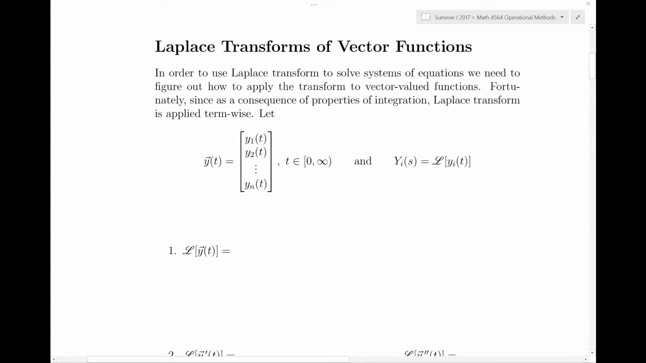Today we're talking about Laplace transforms of vector functions and how to solve systems of linear ODEs using the Laplace transform. Before we can start applying Laplace transform to systems, we need to figure out how Laplace transform applies to vector-valued functions. Fortunately for us, it's really not that hard, as the Laplace transform applies to each component of the vector individually.